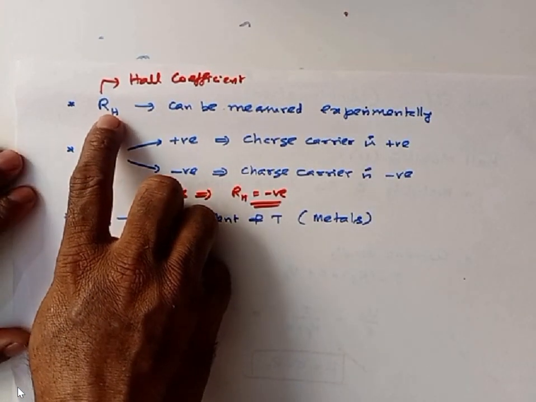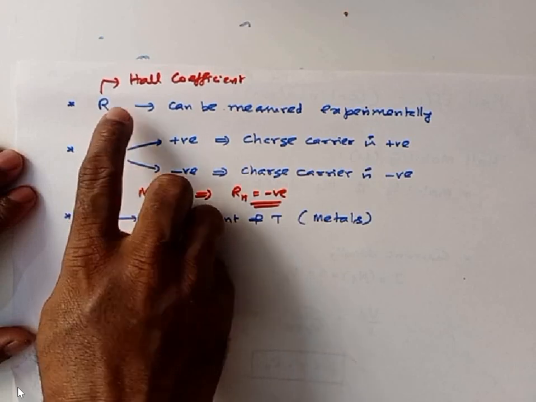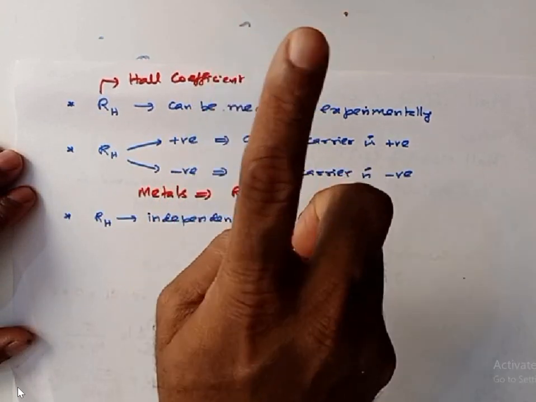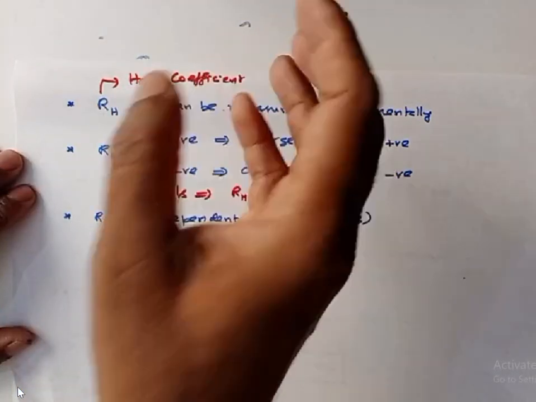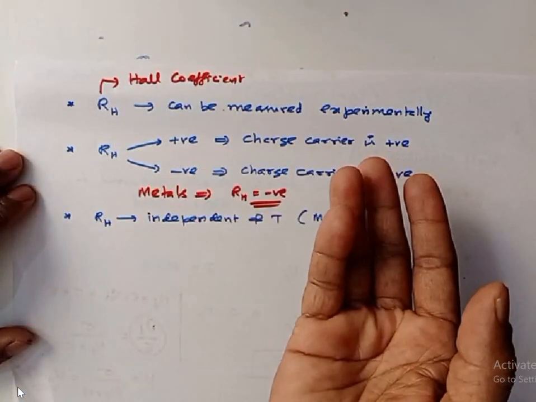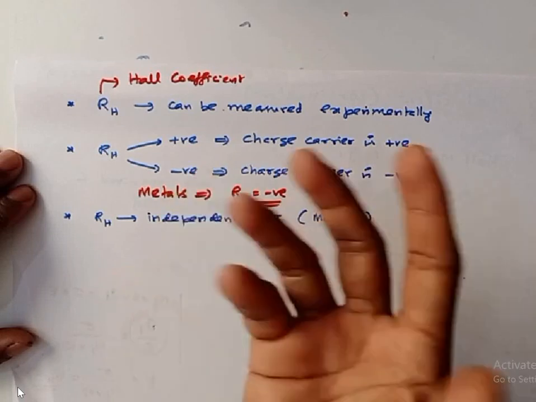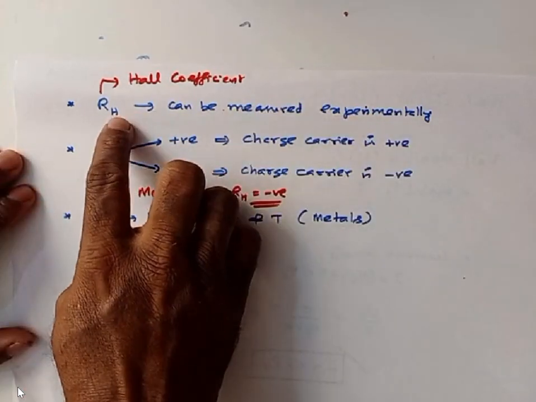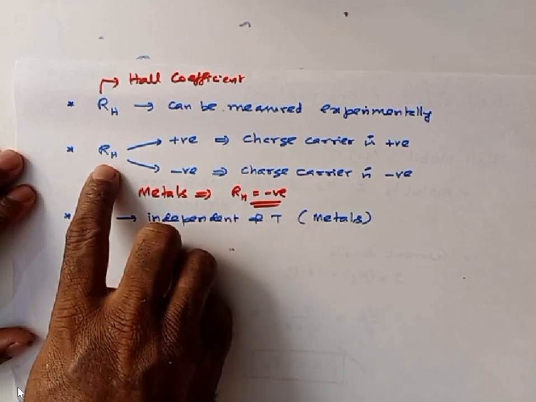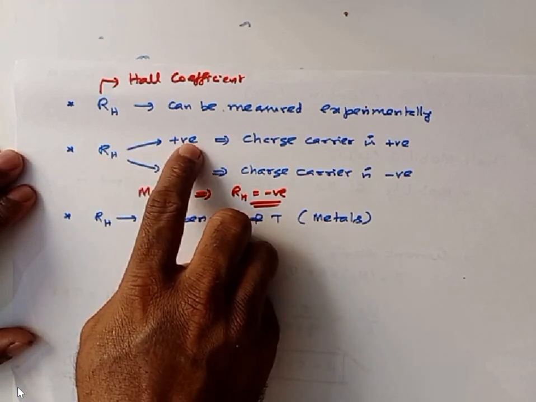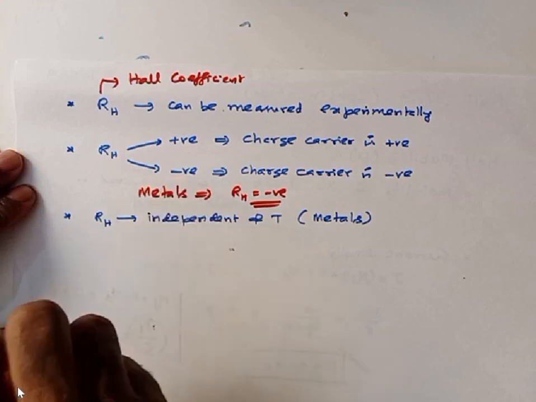RH is nothing but the Hall coefficient. The Hall coefficient can be measured experimentally for a given material. Your material may be a metal, your material may be a semiconductor. Whatever it is, you can measure RH experimentally. Clear? And remember, the RH value can be positive, the RH value can be negative.